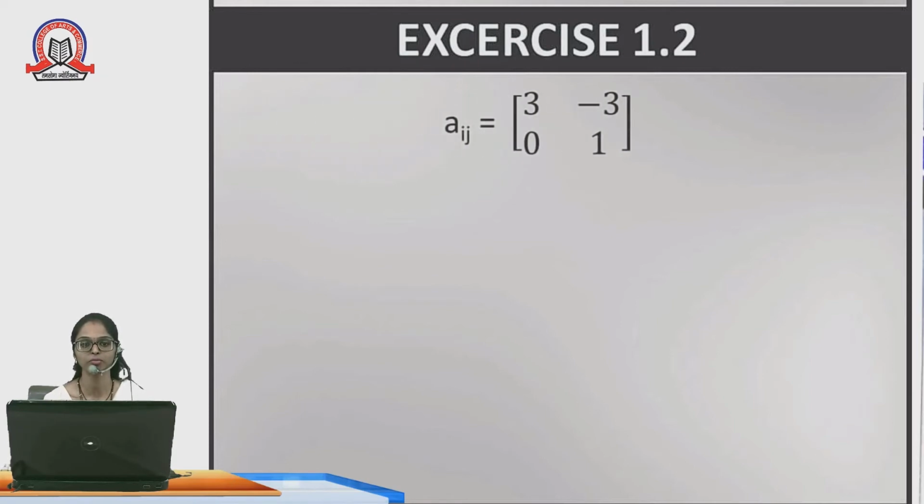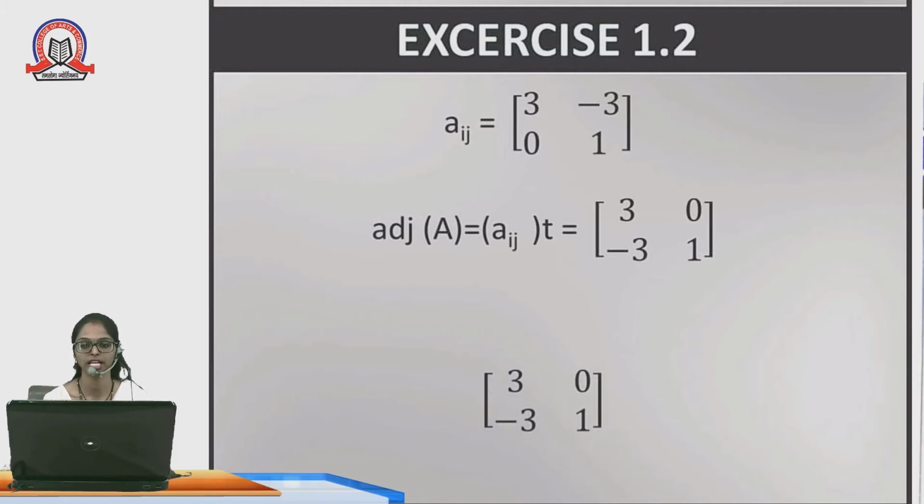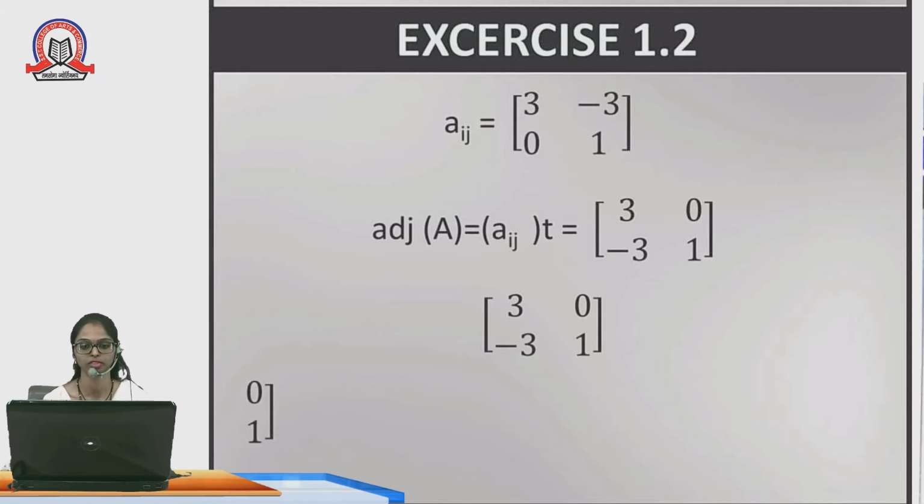Now next step, find the Aij elements, that is the cofactor elements. Write the given matrix: first row is 3 and minus 3, second row is 0 and 1. Then what is the adjoint of A? The first row goes to the first column, that is 3 0, and the second row goes to the second column, that is minus 3 comma 1.